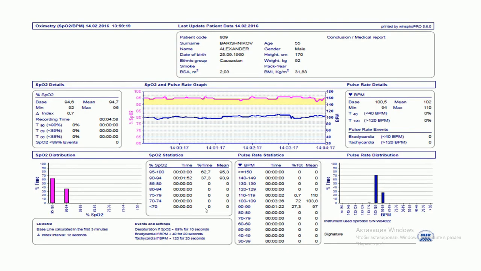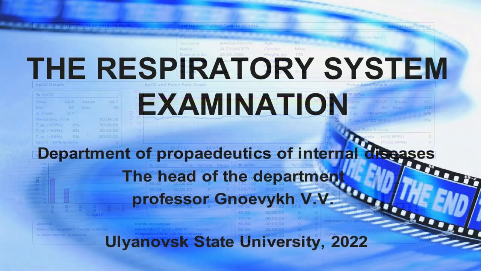It is a protocol for monitoring blood oxygenation using transcutaneous pulse oximetry. The doctor receives the necessary information about the minimum, maximum, and average values of blood oxygen saturation and heart rate. Indicators are recorded every 2 seconds. This is followed by a spectral analysis that allows the doctor to identify episodes of low oxygen saturation and the response of the cardiovascular system.